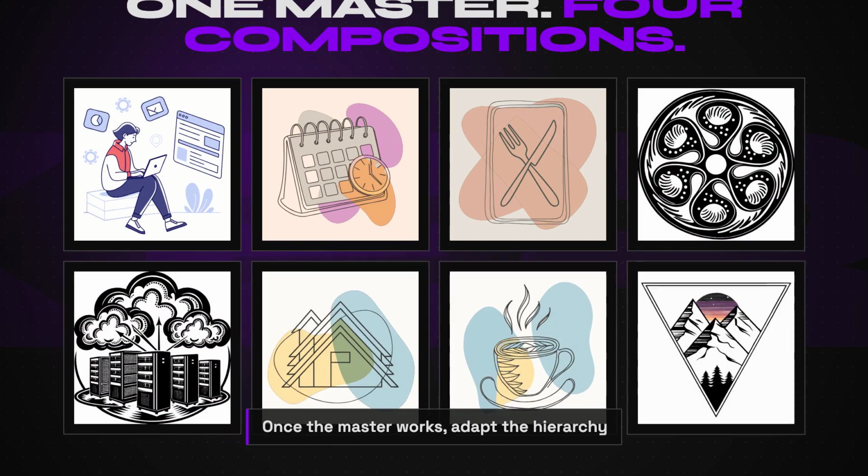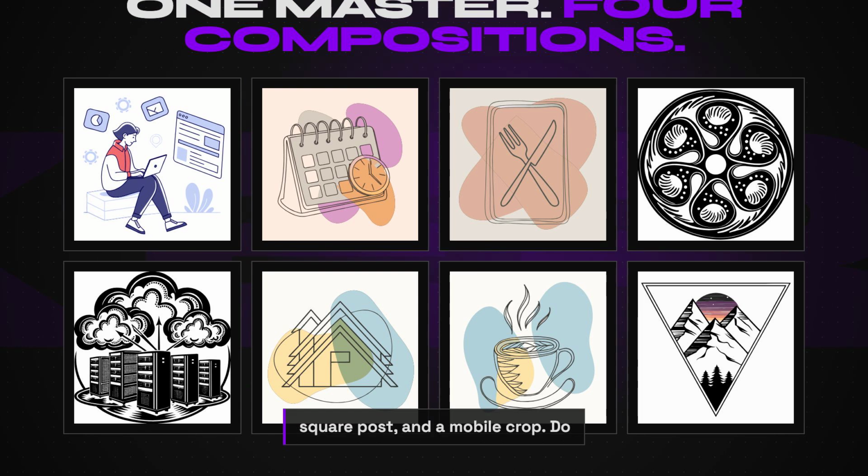Once the master works, adapt the hierarchy for each channel. Keep the palette, type system, and graphic language. Then create a landscape slide, a vertical article graphic, a square post, and a mobile crop. Do not merely shrink the same tall canvas. Recompose the story for the available space.